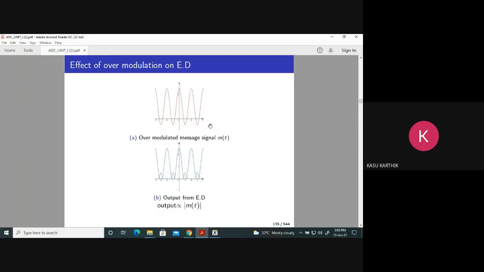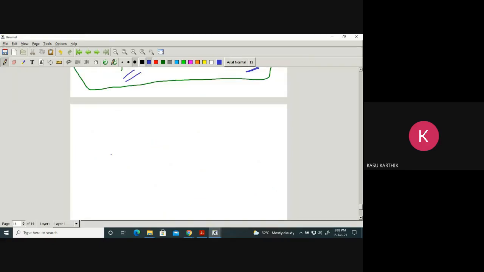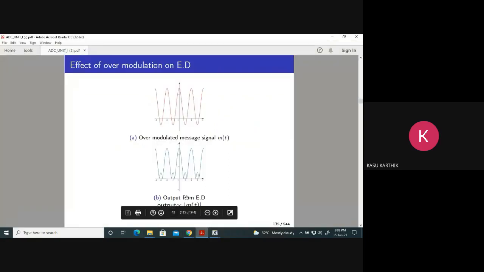Now, one of the drawbacks of the envelope detector is that it cannot demodulate an AM signal whenever mu is more than 1. It can demodulate AM if and only if mu is less than or equal to 1. If mu is more than 1, you cannot demodulate using an envelope detector. What is the reason? This is the amplitude of the modulated signal. This is the envelope. The envelope is proportional to the mod of m of t. That's why you cannot demodulate using the envelope detector.